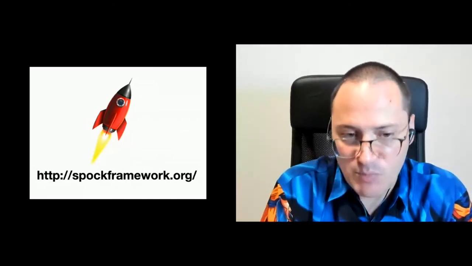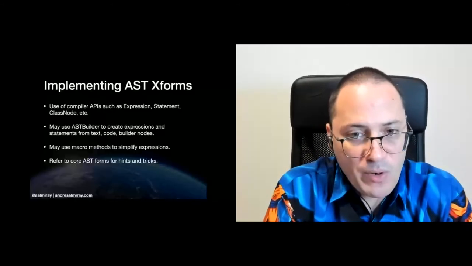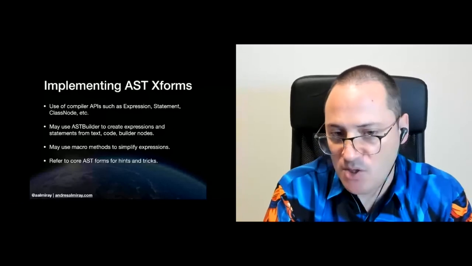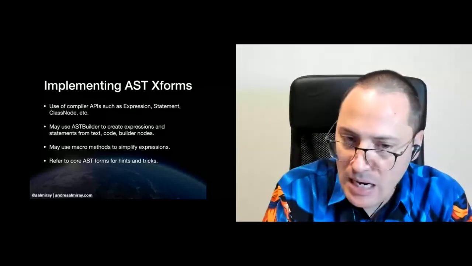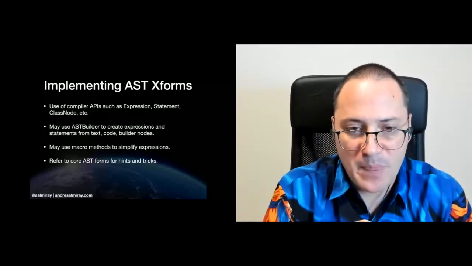Alternatively, you can use the macro methods to simplify expressions, and there is a macro AST transformation that can also be used to simplify how you create these expressions. And in any case, I will certainly recommend you to have a look and refer to the core AST transformations, such as ToString, Canonical, EqualsAndHashCode, to figure out more how they were implemented.